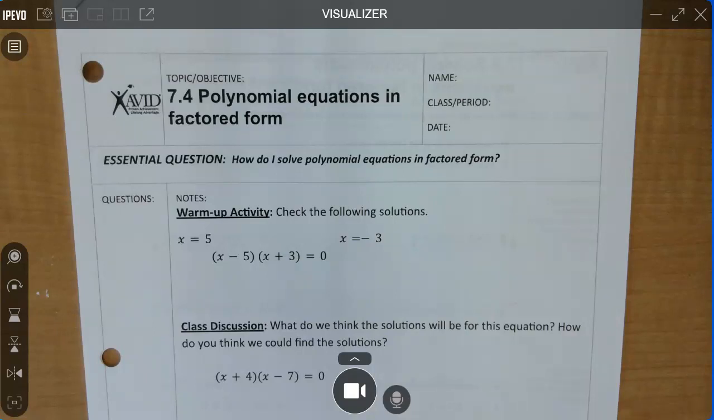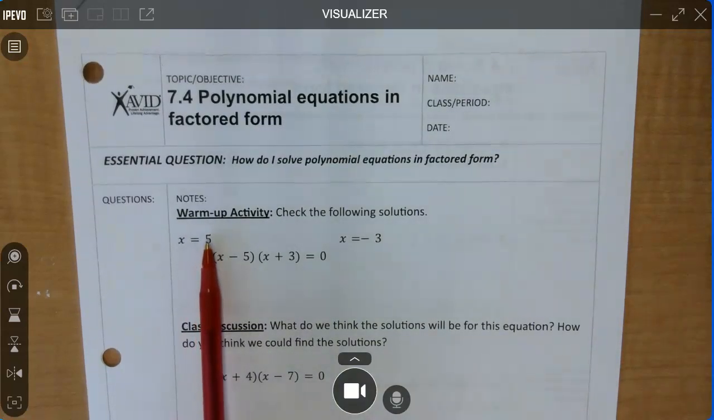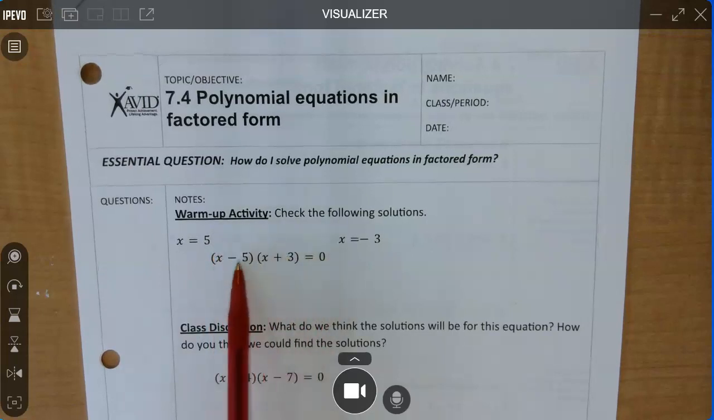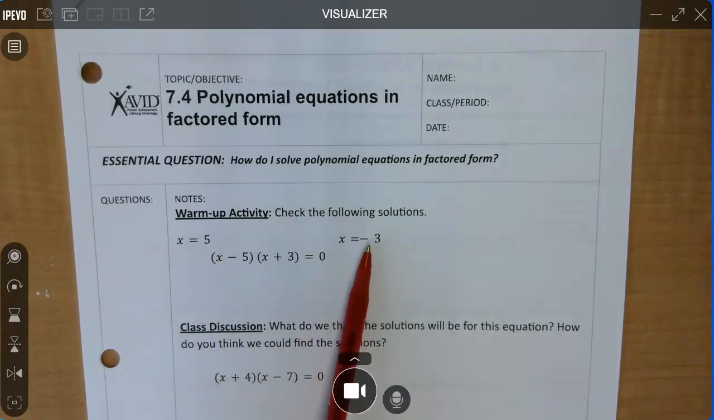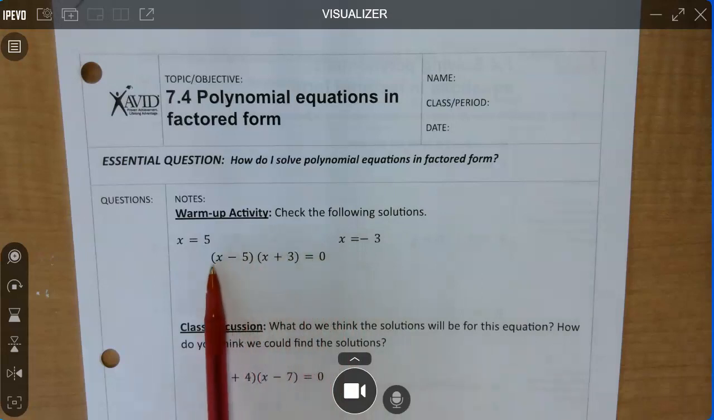And our goal then will be to figure out, well, what does the value of x have to be for the equation to equal 0? And so the first thing we're going to do is look at if we plug in this number right here, 5 for x, does it make this equation 0? Or if we plug in -3 for x, does it make this equation 0?